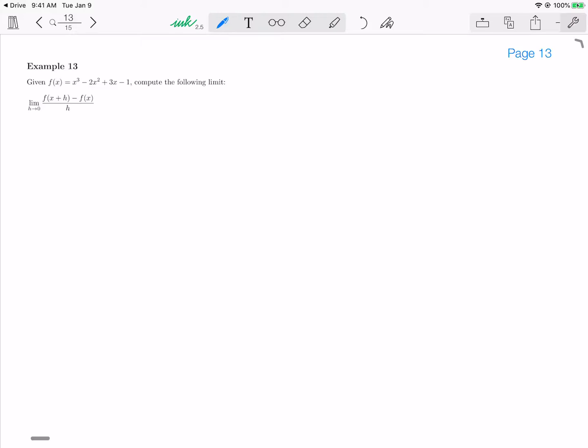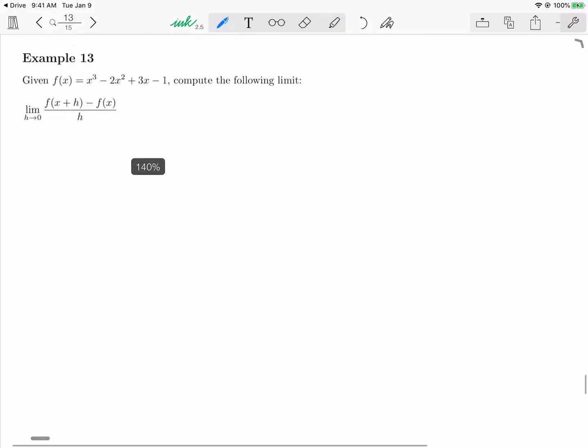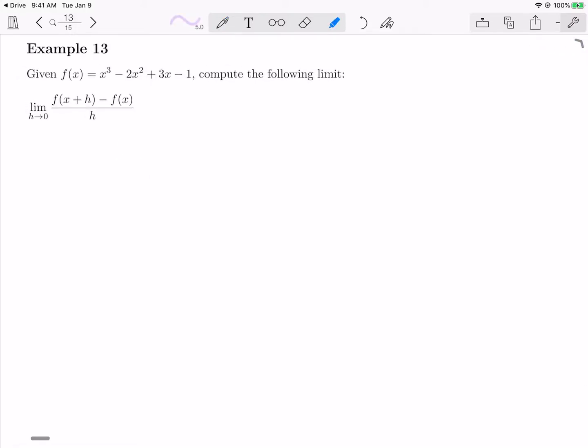All right, now this is classic. This is called the difference quotient. And what I need to do is actually go through this function, because if I were to plug 0 in right away, the top goes to 0, the bottom goes to 0. Okay, so off the bat, I know I'm going to have to do some algebra.